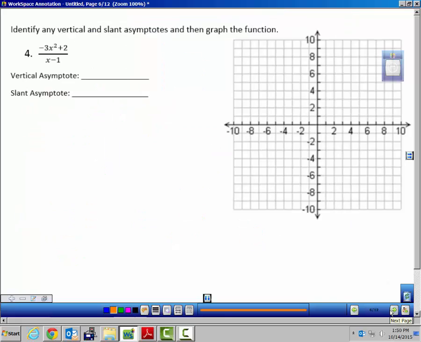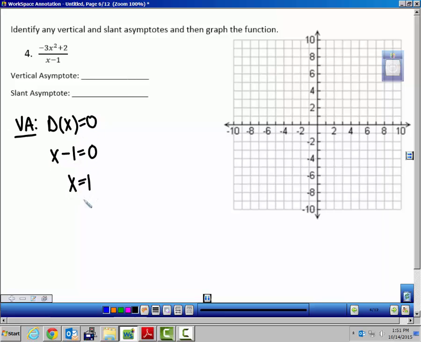On 4, you're identifying the vertical and slant asymptotes and then graphing the function. Again, double check that nothing would cancel out, because that would affect where your vertical asymptotes are. If there was a hole, you'd have to use the new equation. But here nothing's going to factor or cancel, so there are no holes. So we go straight into finding our vertical asymptotes, just like we did on the last problem, by setting the denominator equal to 0.